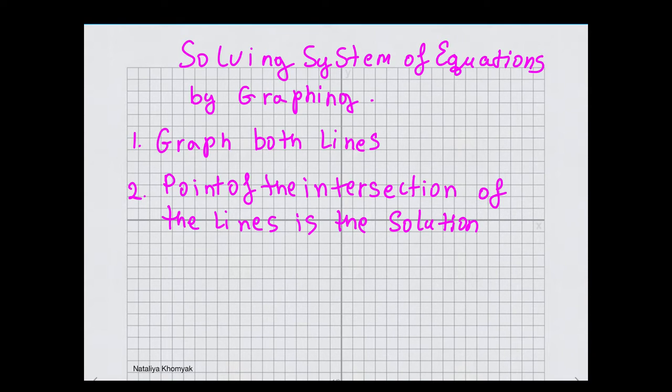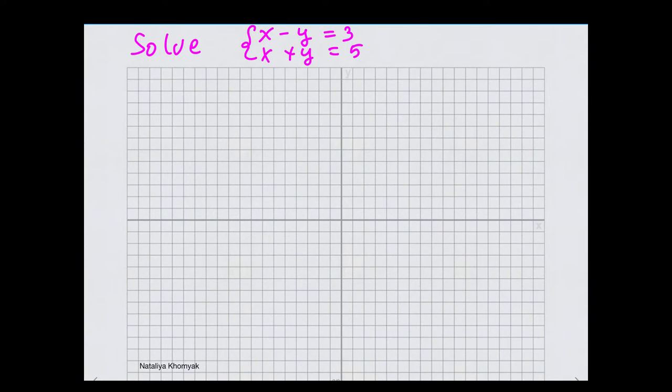Solving systems of equations by graphing. First, you graph both lines, and the point of intersection of the lines is the solution. So we have to solve x minus y equals 3 and x plus y equals 5.